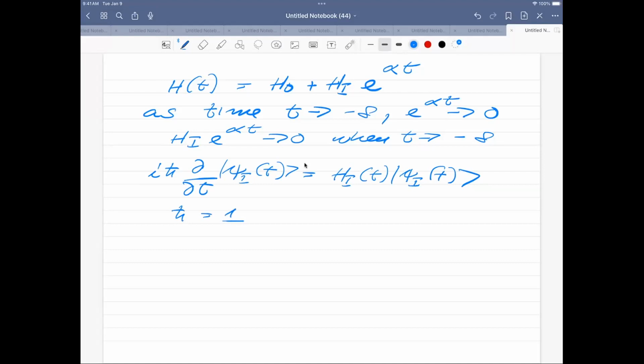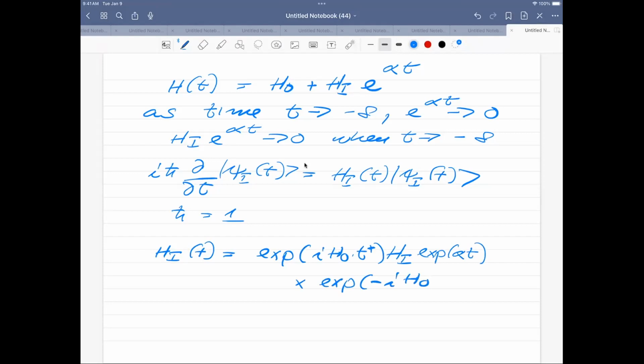What I have then is that this H of I as a function of time is just the exponential of i H0 times t, multiplied with H, which now is time independent, and this contains an exponential of alpha t, multiplied with the exponential of minus i H0 times t. So this is the formal definition which we had of the operators in the Schrödinger picture and in the interaction picture.